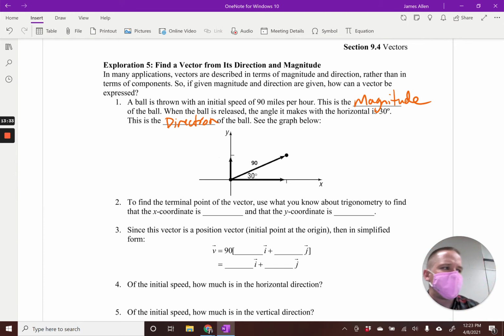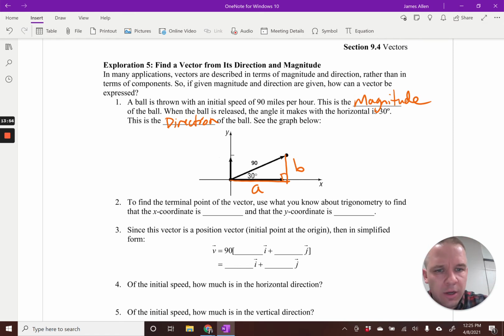So there we go. We got our nice graph below there, right? Now, to find the terminal point of the vector, we can use what we know about trig to find our x-coordinate and our y-coordinate, right? So if we were to draw this in here, so I got my A, got my B.